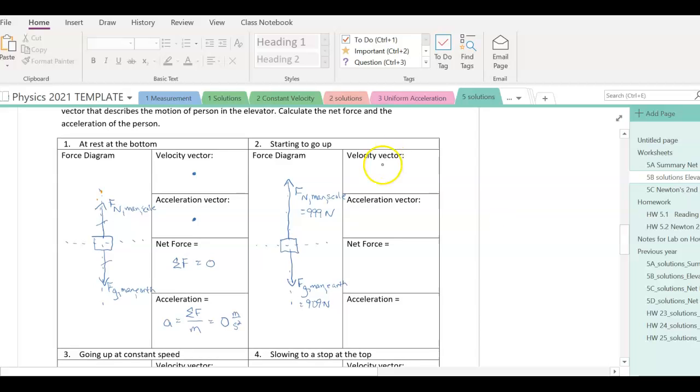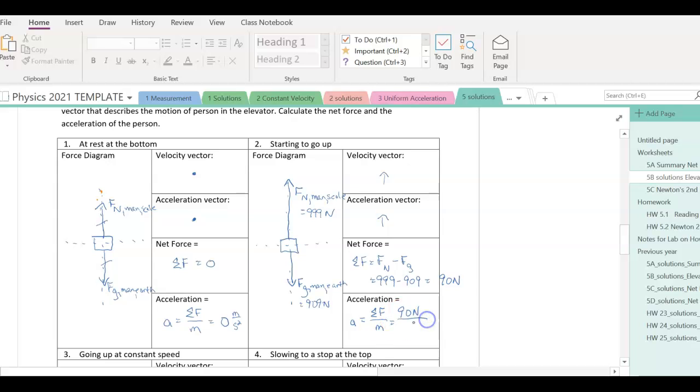Okay, so the man's velocity vector would point upward because that's the direction that he's moving. He's speeding up, and so his velocity vector is in the same direction as the acceleration vector, also upward. The net force equals the normal force minus the force of gravity, and so that equals 999 minus 909, so that is 90 newtons. And the acceleration in this situation would be that net force divided by the man's mass, which is 90 newtons.